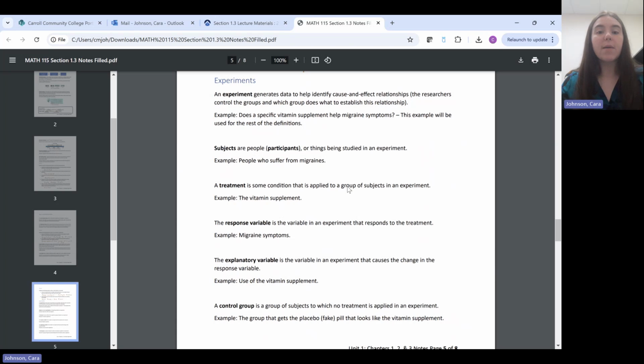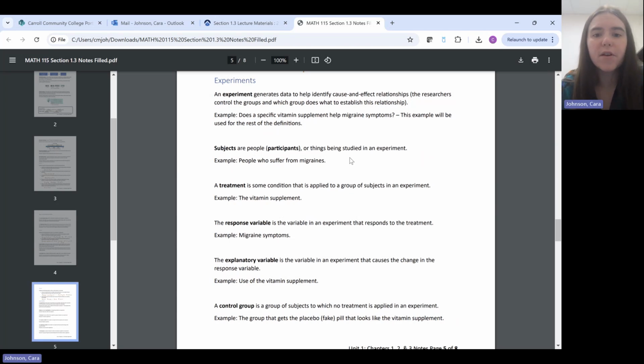So an example of an experiment: does a specific vitamin supplement help migraine symptoms? We're going to use this example for the rest of the definitions, but we're looking for a cause and effect relationship, right? Does the vitamin supplement cause the migraine symptoms to decrease?